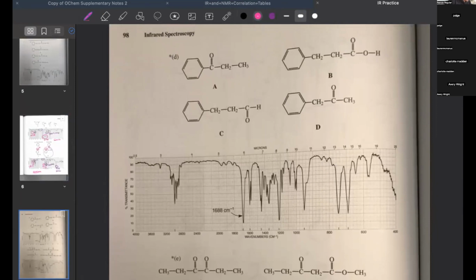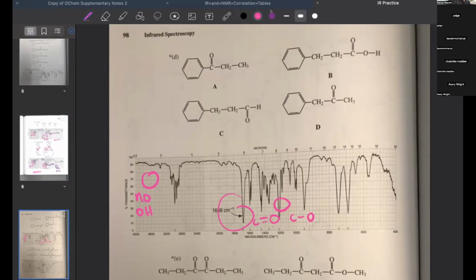Okay. Next up, again, let's take a look. We do have a C double bonded O. Do we have an alcohol? There's no alcohol group. Is there a single bonded O? Yes, there's a single bond O section. And because of that, it's good to think that that is going to be an ester.